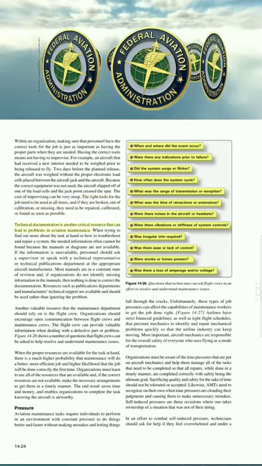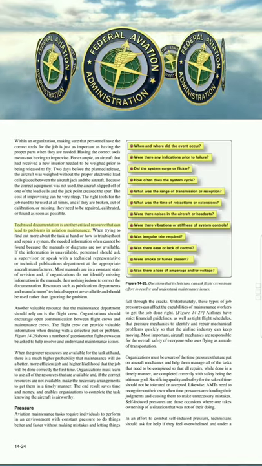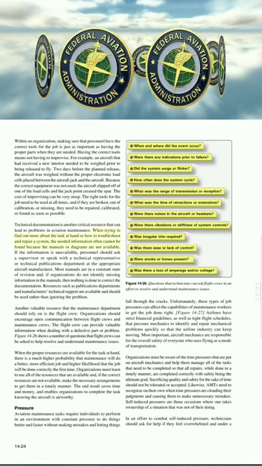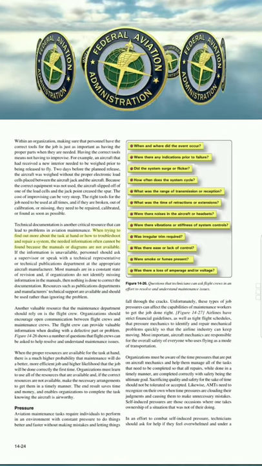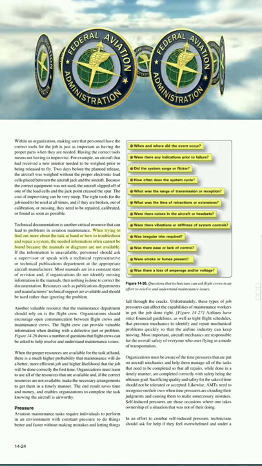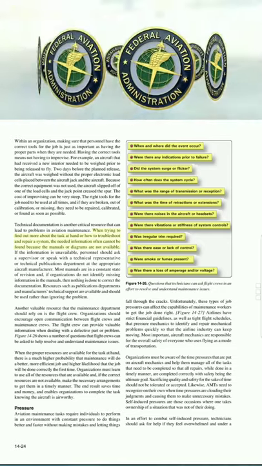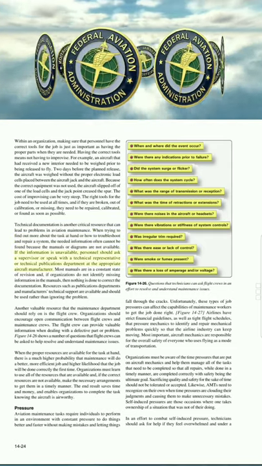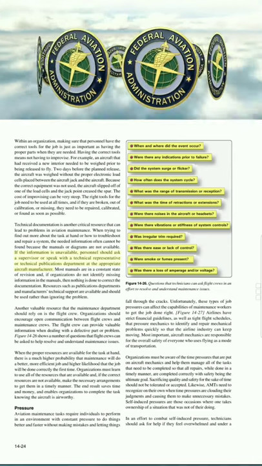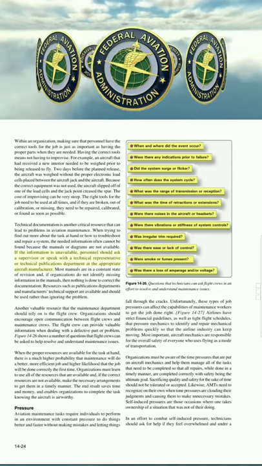Technical documentation is another critical resource that can lead to problems in aviation maintenance. When trying to find out more about the task at hand, or how to troubleshoot and repair a system, the needed information often cannot be found because the manuals or diagrams are not available. If the information is unavailable, personnel should ask a supervisor or speak with a technical representative or technical publications department at the appropriate aircraft manufacturer.